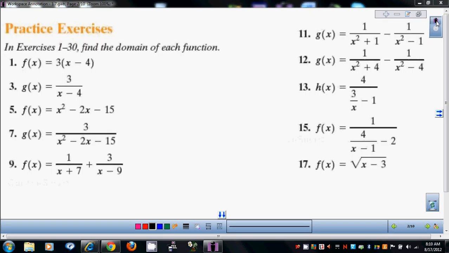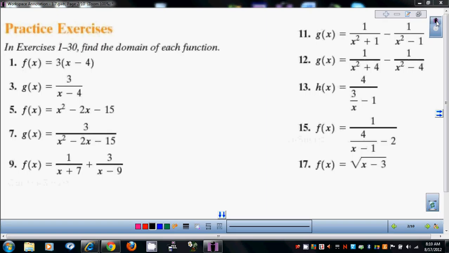Now, when I don't show you a picture and I just give you a function and I say give the domain, the default domain for any function is going to be all real numbers. The default domain is all real numbers. What you're essentially telling me is what is not in the domain. What can't we plug into this function? That's essentially what you're going to be telling me, and then we're going to write it in terms of all real except for blah, blah, blah.